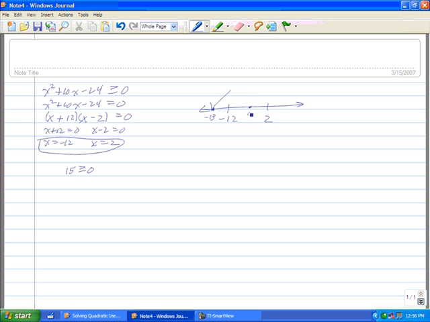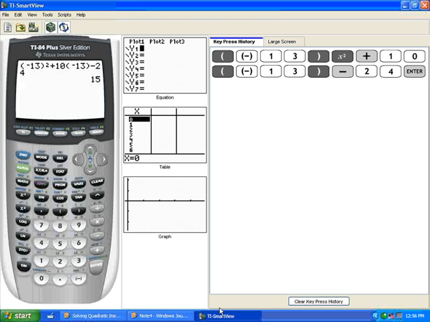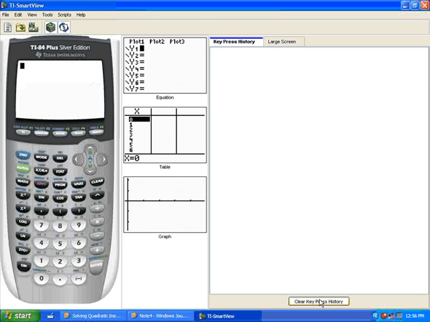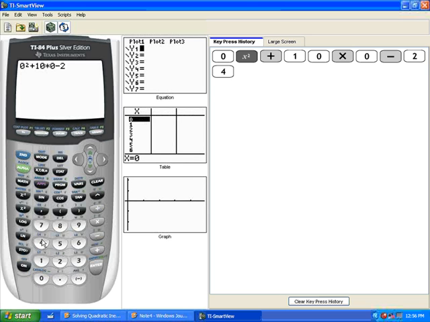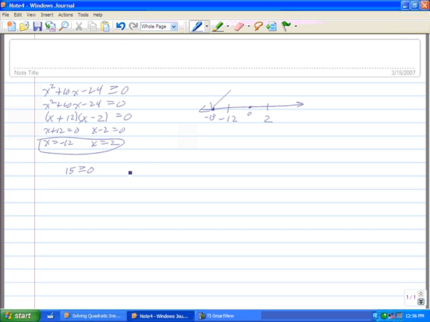In this interval, we can test 0. So back to the calculator. We'll put in 0 squared plus 10 times 0 minus 24, and that gives us a negative 24. So is negative 24 greater than or equal to 0? And the answer is no. So that interval does not check out as working.